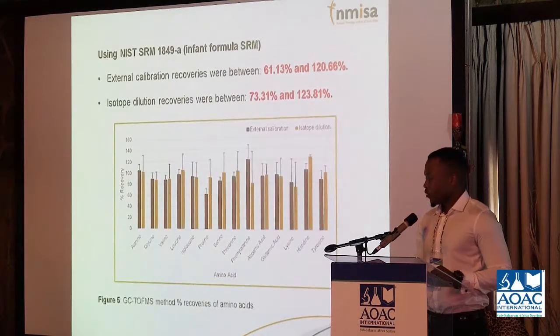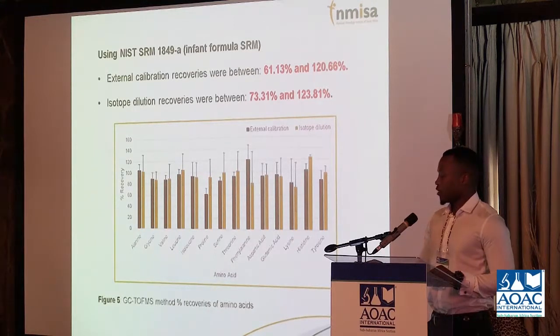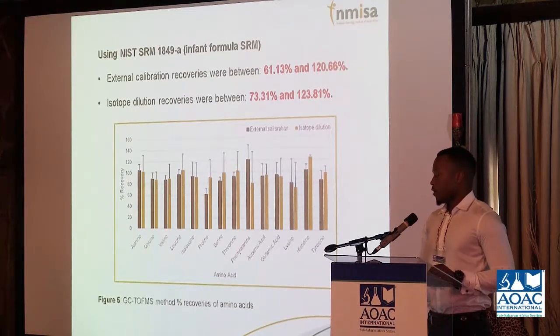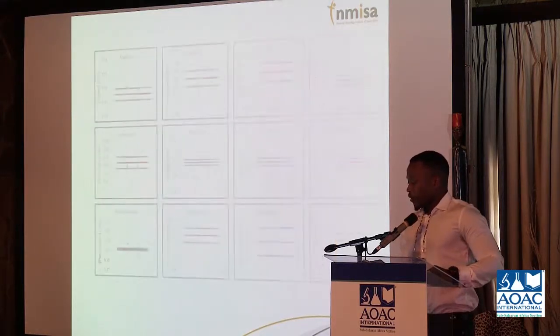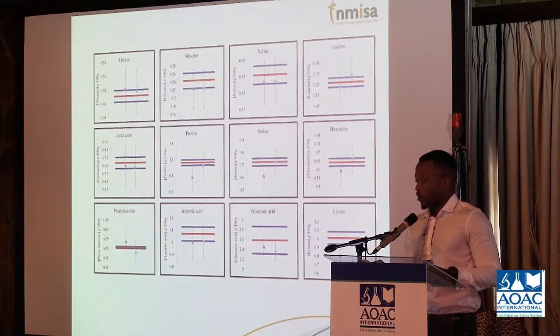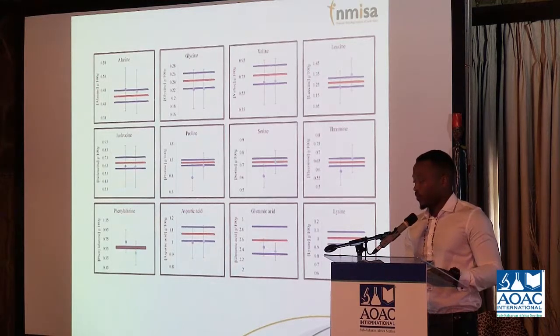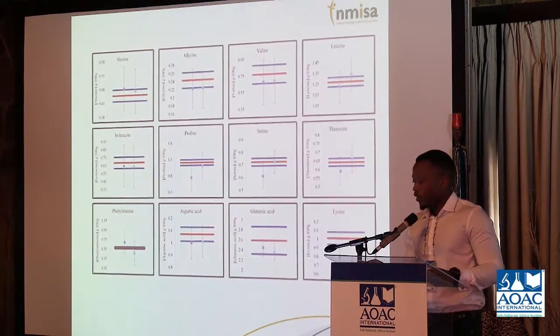And the recoveries were between 63% and 121%, and between 73% and 123% for isotope dilution, and we believe that for now it's good enough while we are still improving our method. And based on the uncertainty of our measurement, we can show that our results were including the true value of the SRM, as you can see there.